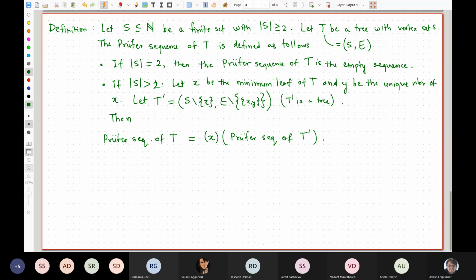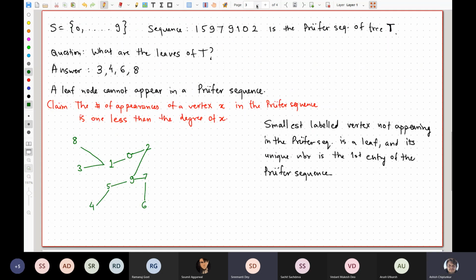Shrimanti? Sir, when we defined the previous Prufer sequence, 3 was connected to 1 first, and then we removed 3. So now the degree of 1 should become 2. So if 1 had occurred only once, then it would have been a new leaf, right? Correct. If this was the unique occurrence of 1, then 1 would have immediately become a leaf after we deleted 3, and then we would have connected it to 5. Okay, yeah.